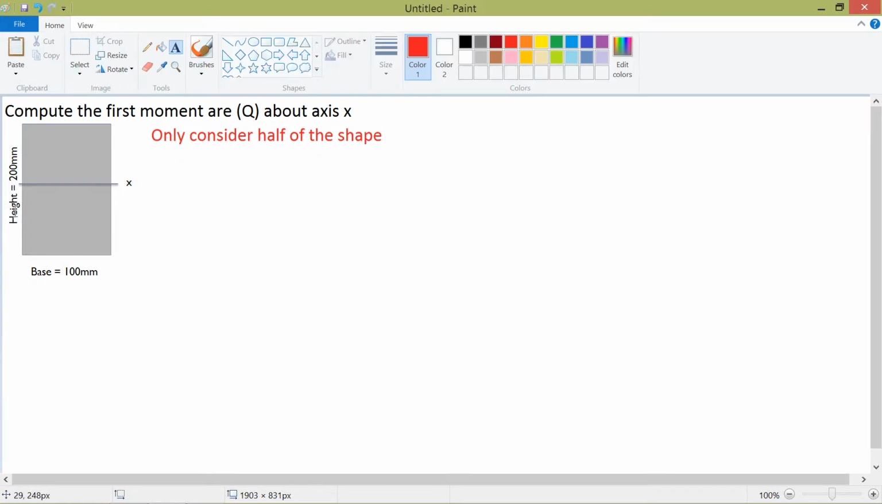That means that if I specify I want to know Q about this x-axis here, then I only really care about the shape below it or the shape above it. This one is symmetrical, so for this problem, I only really care about this half. It could be the top half, it's symmetrical, we'll get the same answer. But I only really care about that bottom half. That's the most important thing.